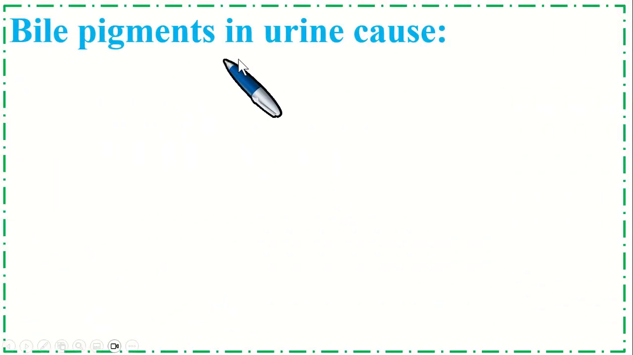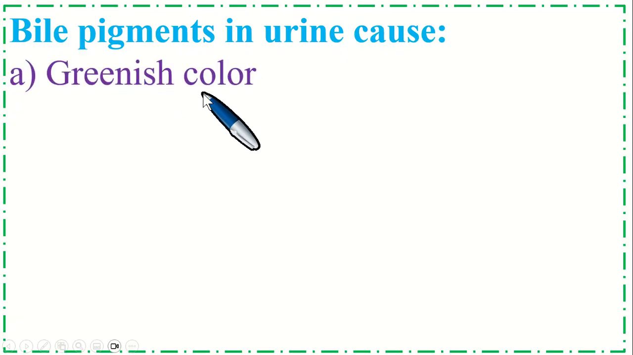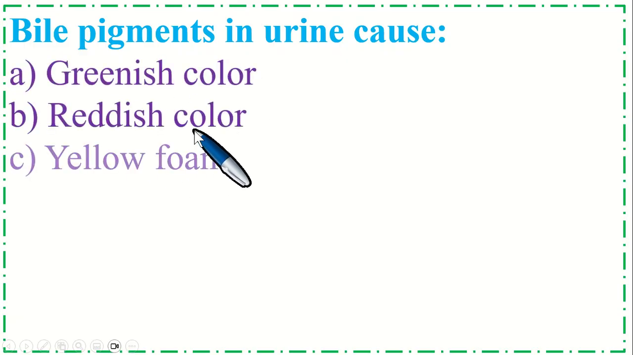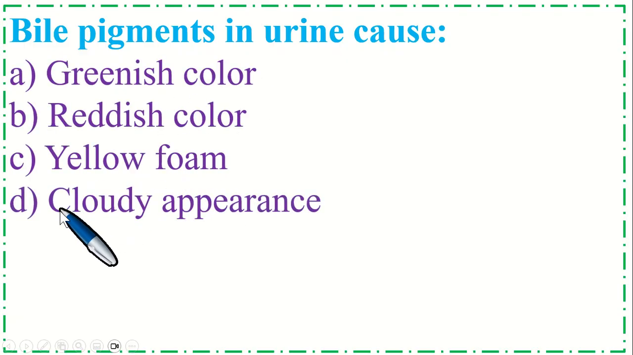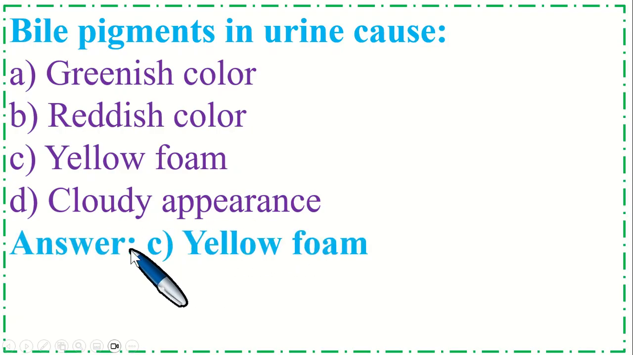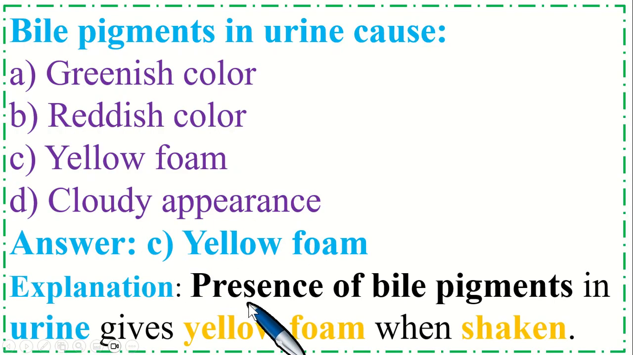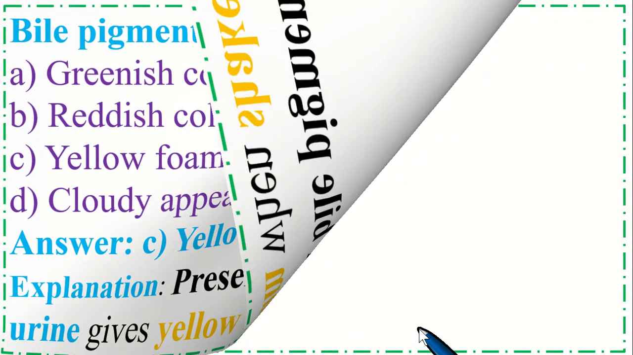Bile pigments in urine cause option A greenish color, B reddish color, C yellow foam, and option D cloudy appearance. So the correct option is C yellow foam. Presence of bile pigments in urine gives yellow foam when shaken.